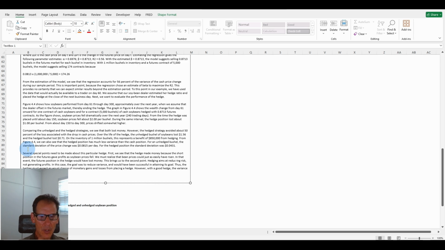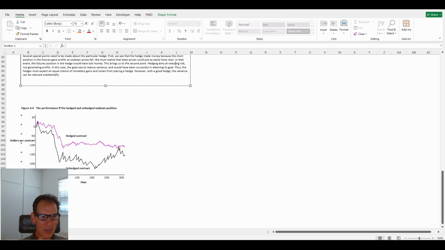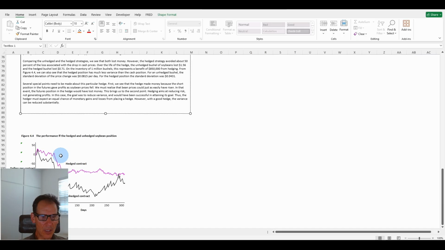Hedging aims at reducing risk, not generating profits. In this case, the goal was to reduce variance, and the hedge was successful in attaining its goal. Thus, the hedger must expect an equal chance of monetary gains and losses from placing a hedge. However, in a good hedge, the variance is reduced substantially in terms of volatility in the days.